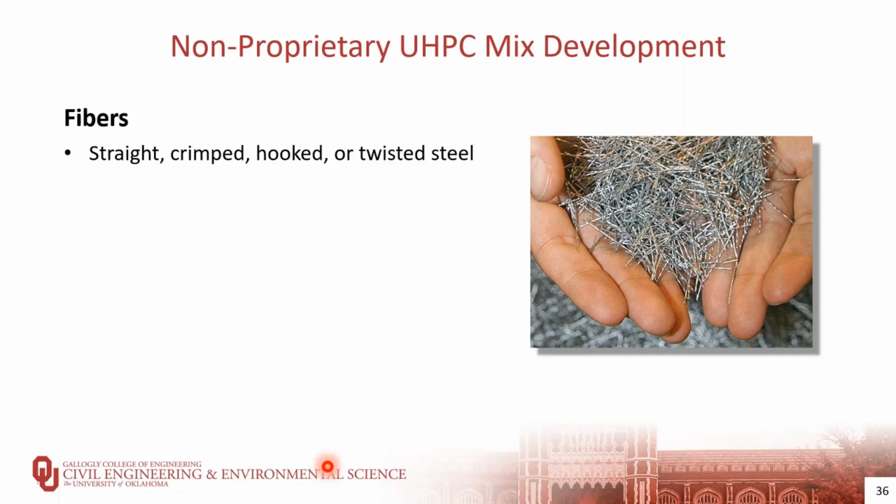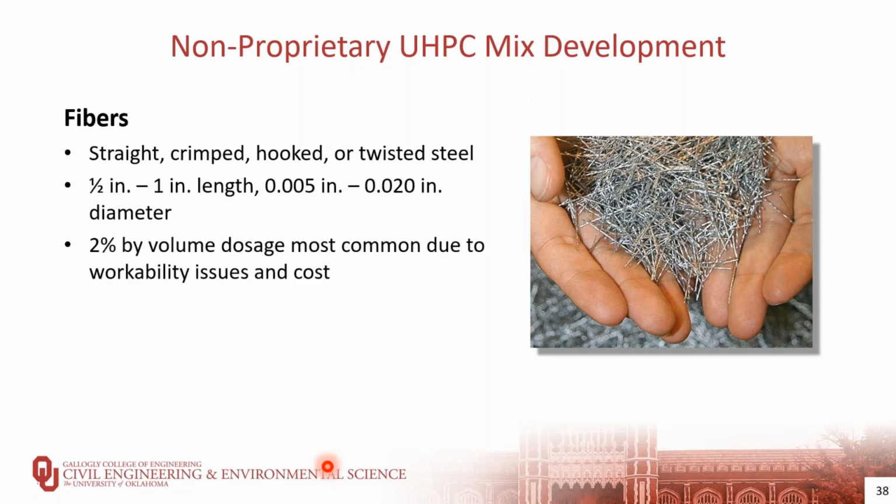There are a number of different steel fiber types that are available that could be examined: straight, crimped, hooked, or twisted, usually 1/2 inch to 1 inch in length, 0.005 to 0.02 inches in diameter, and again, 2% by volume is the most common, but others can be used. And then whatever fibers are chosen, it's very important to consider the competing effects of flowability and fiber suspension, to ensure you have adequate flowability, but also adequate viscosity to suspend those fibers.